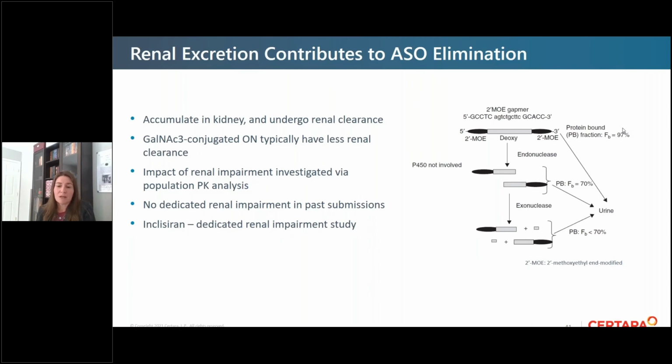For the approved drugs, the impact of renal clearance has been investigated mainly via a population PK analysis, by enrolling patients that have different degrees of renal impairment into the clinical trials and investigating the differences in PK or exposures for the drug across these populations. There was no dedicated renal impairment study in the submissions except for inclisiran. Inclisiran was approved early in 2020 in Europe, and a dedicated renal impairment study was reported for that compound.